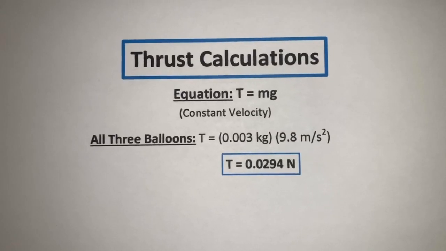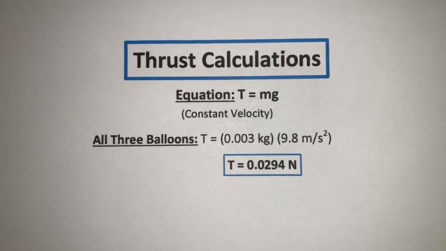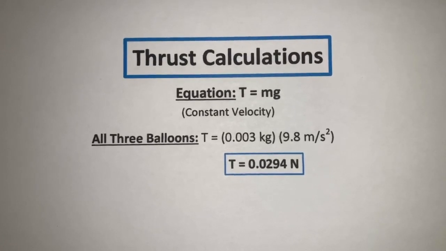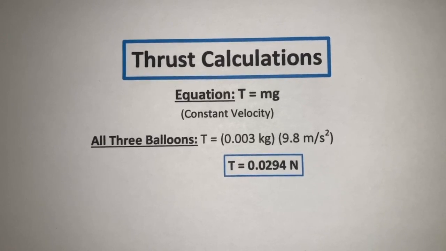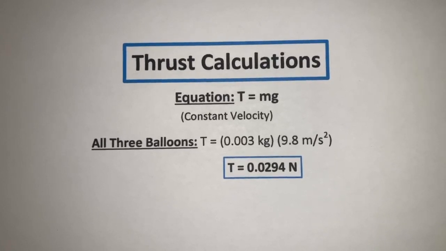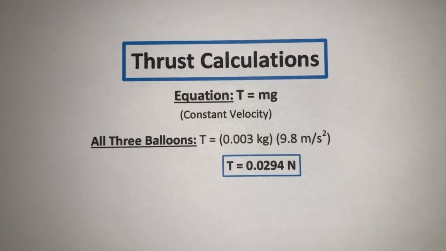We also calculated the constant velocity, which stayed the same for each trial because the same mass was used for the balloon the whole time, and this resulted in a common constant velocity of 0.0294 newtons for all 3 balloons.